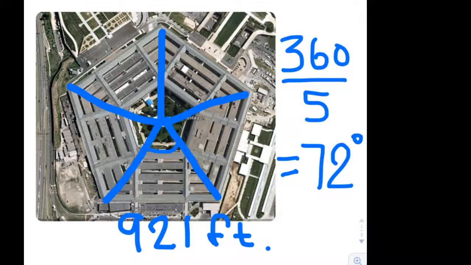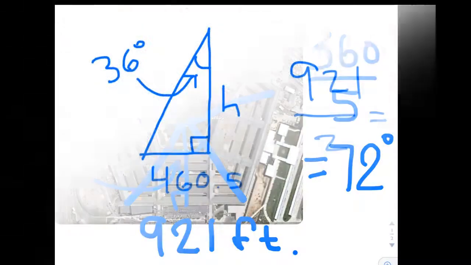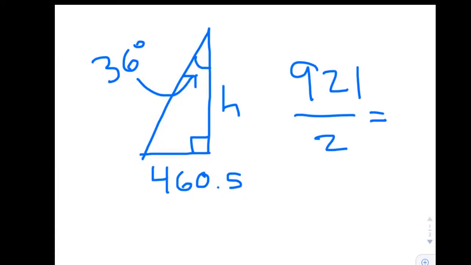I know the central angle of each of those triangles is 72 degrees because 360 divided by 5 is equal to 72. Next, I'm going to divide that triangle in half and make a right triangle with it. I know my angle is going to be 36 degrees. And this is what my triangle is going to look like. It's 36 degrees because 72 divided by 2 is 36.